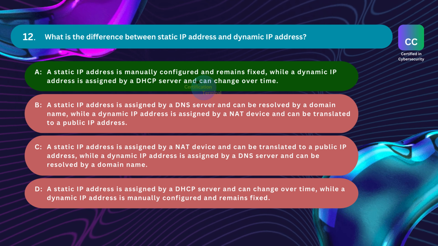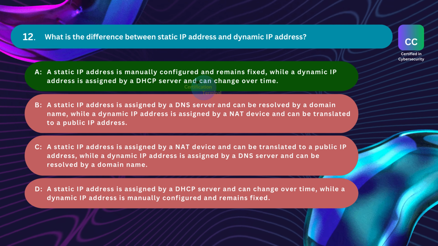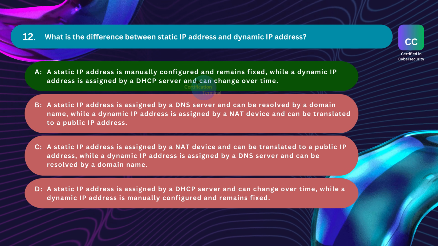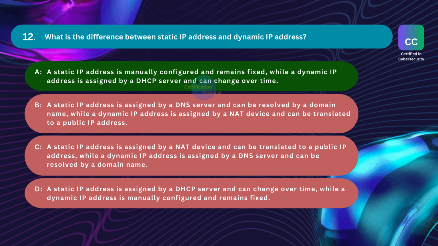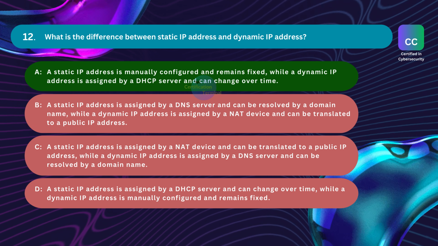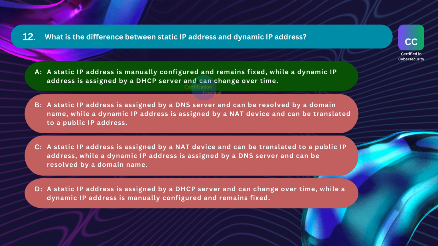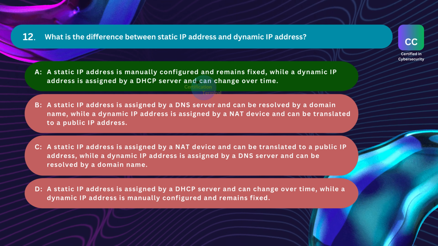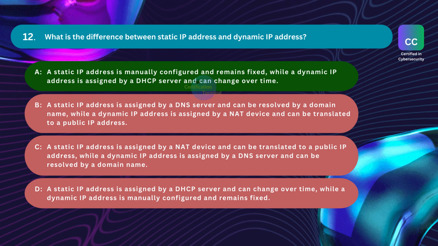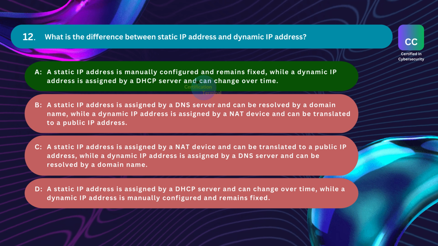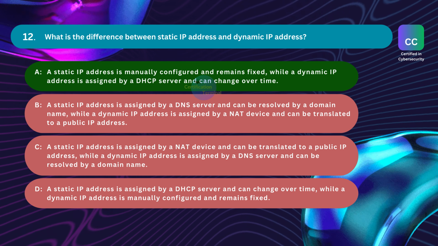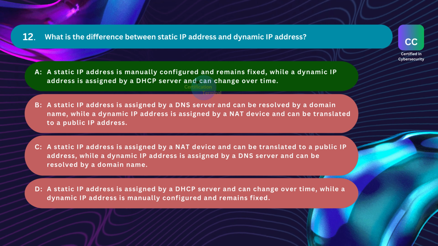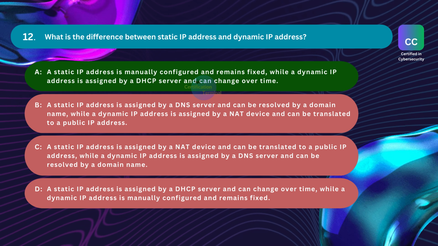IP addresses are unique numerical identifiers assigned to devices in a network, enabling communication and data exchange. The difference between static and dynamic IP addresses lies in their assignment and stability. A static IP address is manually set and remains fixed. Administrators or users assign this address to a device, typically by entering the specific IP address into the network settings of that device. Once assigned, a static IP address does not change unless manually reconfigured.